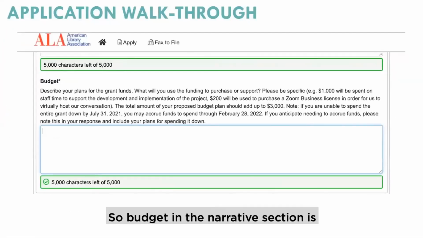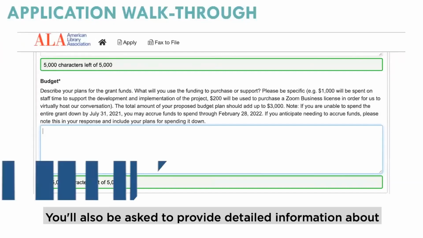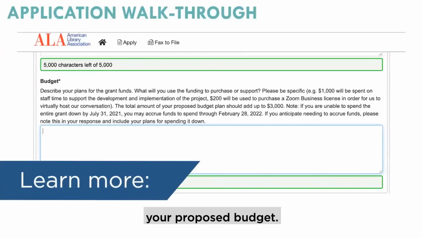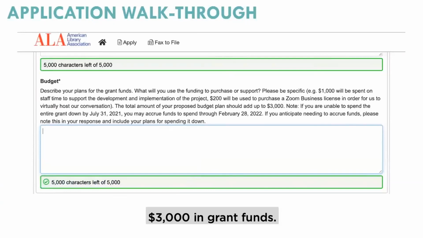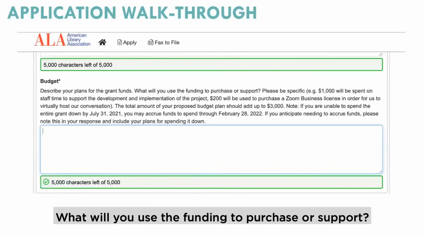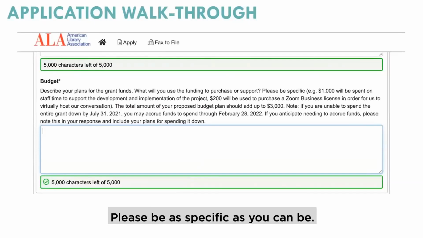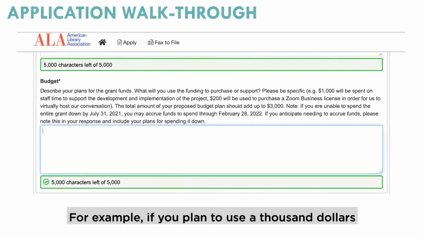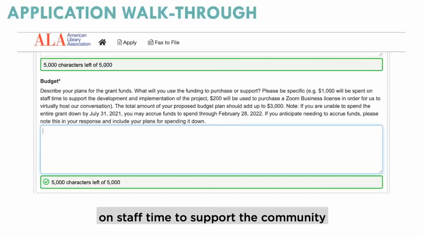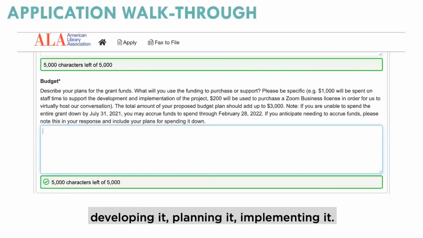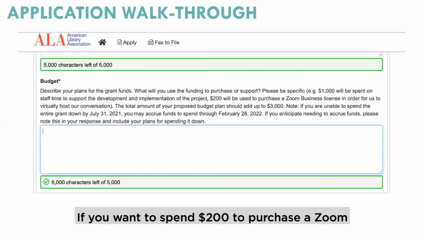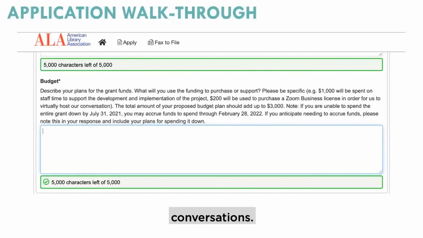So, budget. In the narrative section, it's the last section, you'll also be asked to provide detailed information about your proposed budget. So here, describe your plans for spending the $3,000 in grant funds. What will you use the funding to purchase or support? Please be as specific as you can be. For example, if you plan to use $1,000 on staff time to support the community engagement project by developing it, planning it, implementing it. If you want to spend $200 to purchase a Zoom business license so that you can host virtual conversations.